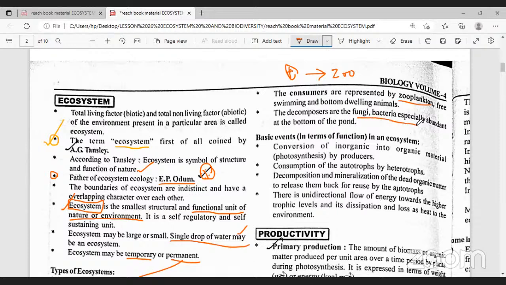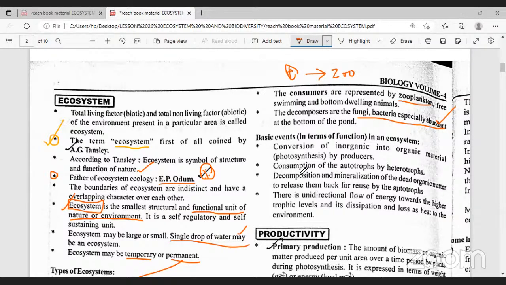I already told you, when the animals are dead, they automatically settle down at the bottom. There the complete degradation process occurs with the help of bacteria and fungi. Finally, the complex molecules are converted to simple molecules and transferred to the upper part. So this is very, very important, my dear: the basic events and function of an ecosystem.